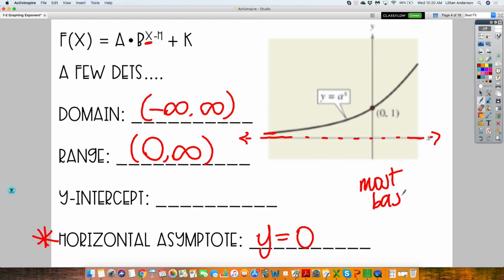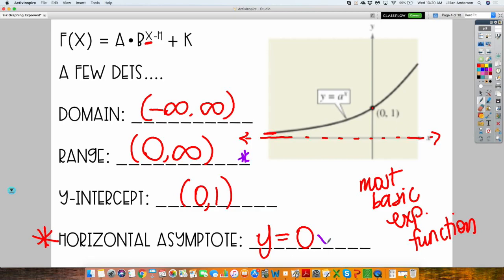And the y-intercept, we can see is what? 0, 1. These are some basic pieces of information for your most basic exponential graph. These are the types of functions like y equals 2 to the x, y equals 4 to the x, y equals 1/3 to the x. This information applies to all those types of functions: a base raised to the variable x. Any questions about that?